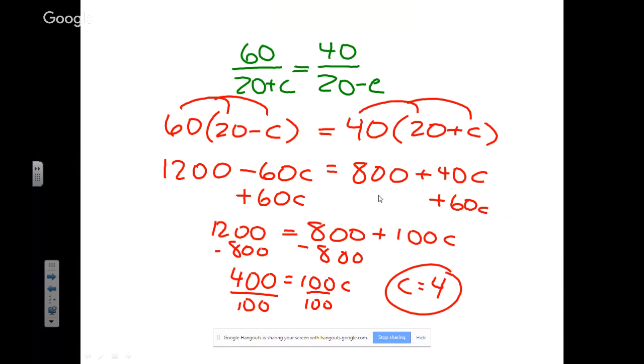So the current is, did I make a mistake? No. Okay. So the current is 4. The boat has to be faster than the current, otherwise you couldn't work against it. What was the boat speed? I can't remember.